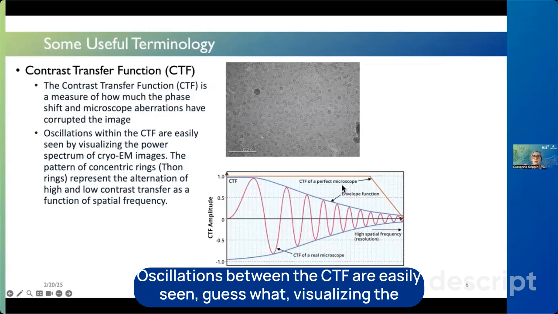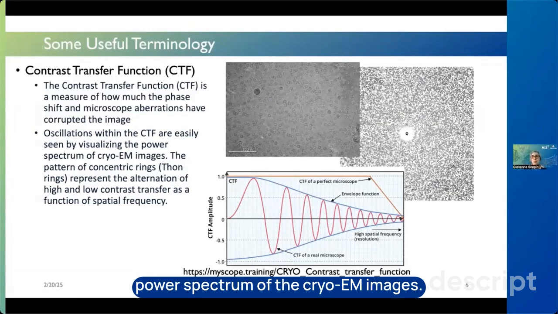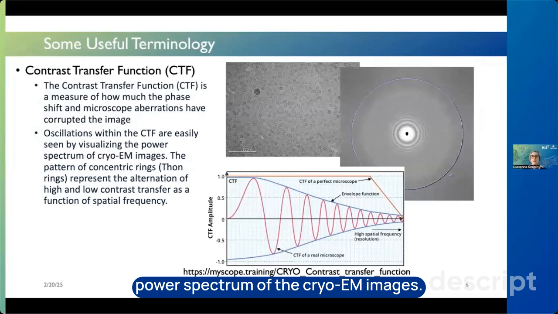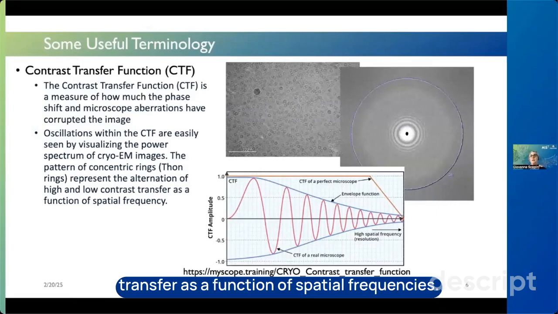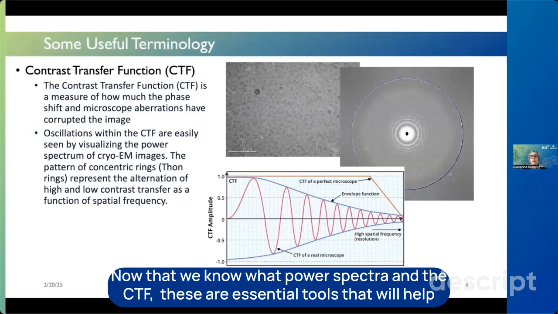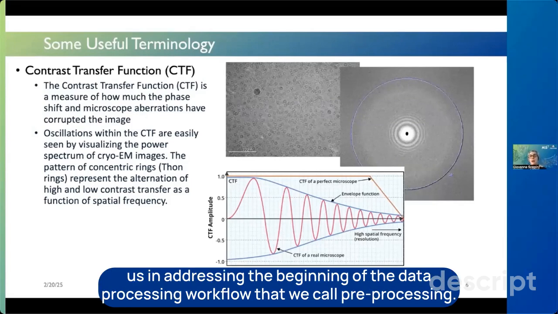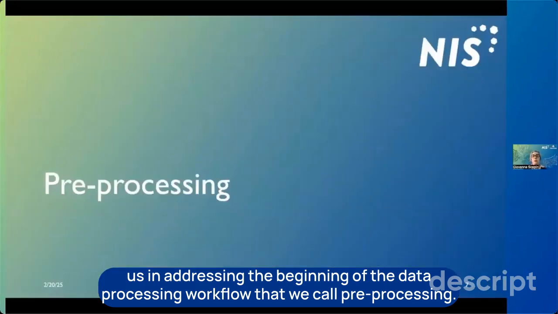Oscillations of the CTF are easily seen, guess what, by visualizing the power spectrum of the cryo-EM images. These concentric rings that we call tone rings represent alternating high and low contrast transfer as a function of spatial frequencies. Now that we know what the power spectrum is, these are essential tools that will help us in addressing the beginning of the data processing workflow that we call pre-processing.